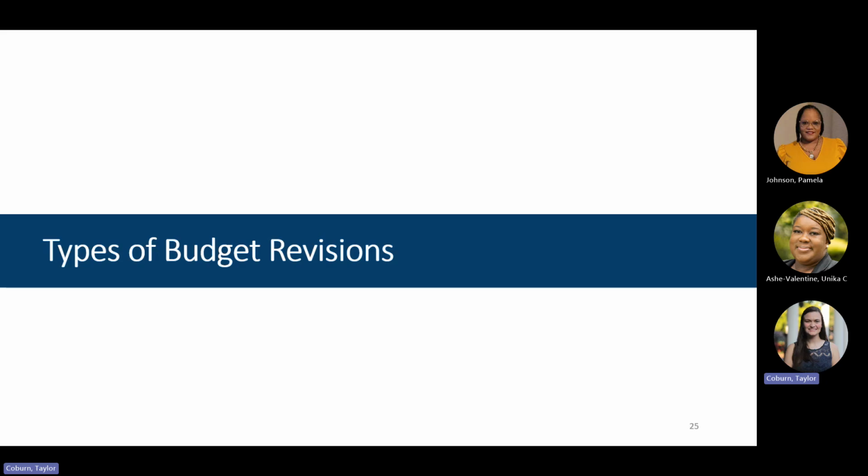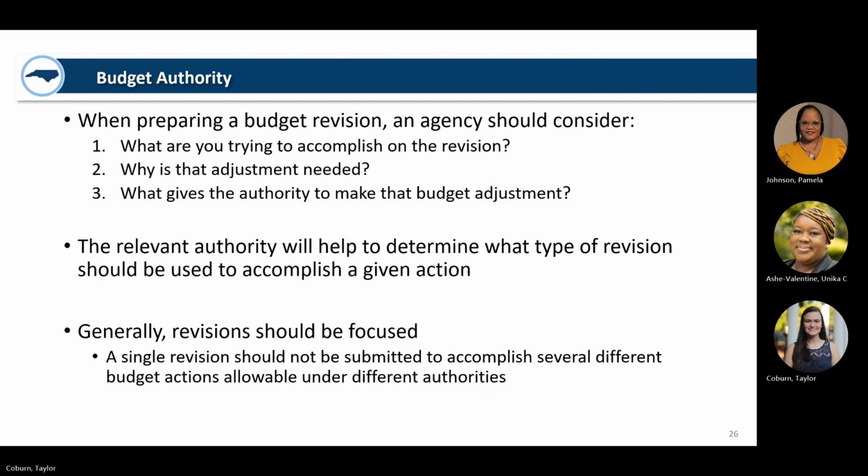Now that we've discussed sources of budget authority, let's shift to how an agency would make an authorized adjustment to their budget. Budget revisions and IBIS are the mechanism by which an agency would adjust their budget. When an agency prepares a budget revision, 3 main questions should be considered: what the agency is trying to accomplish, why the adjustment is needed, and most importantly, what specific authority allows that adjustment.